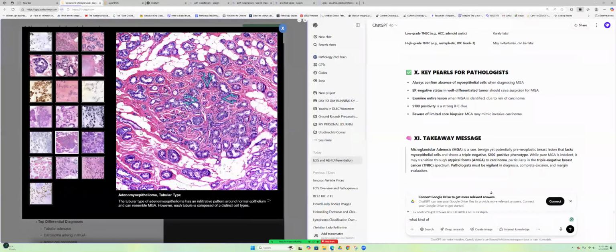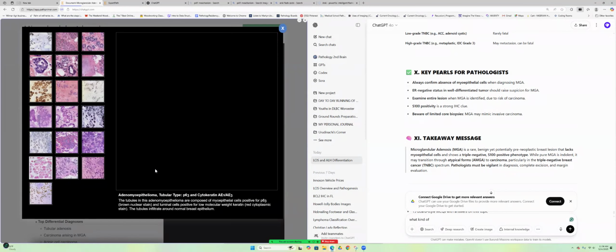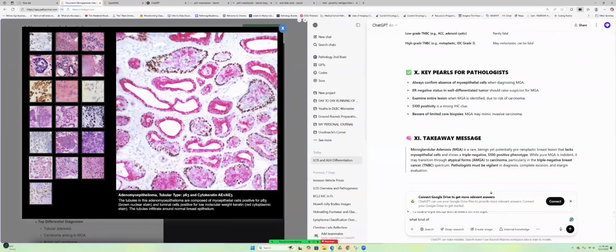Adenomyoepithelioma resembles microglandular adenosis, but they have two distinct cell types. What are the two distinct cell types? They have multiple layers of cells. They have luminal cells, and they have myoepithelial cells. This is CK5/6, cytokeratin E13. The tubules are composed of myoepithelial cells.